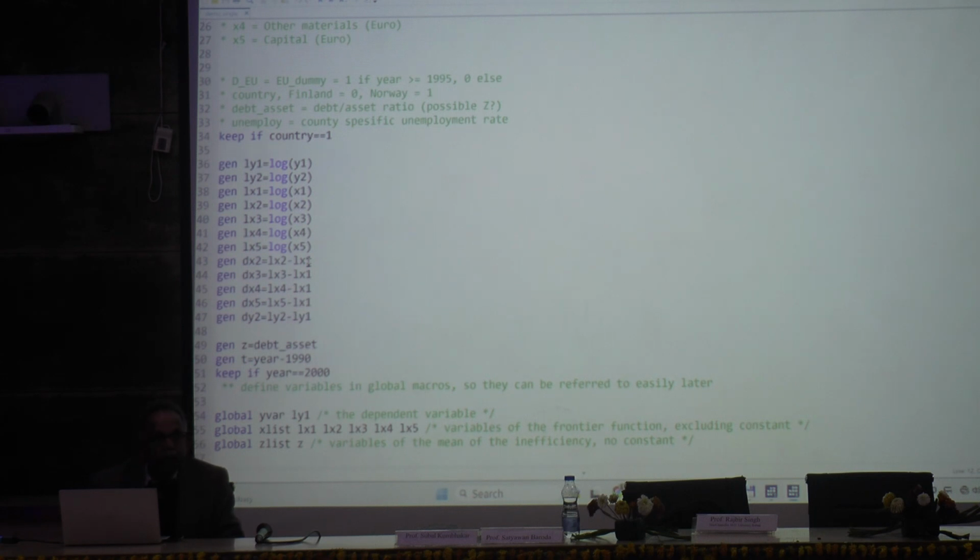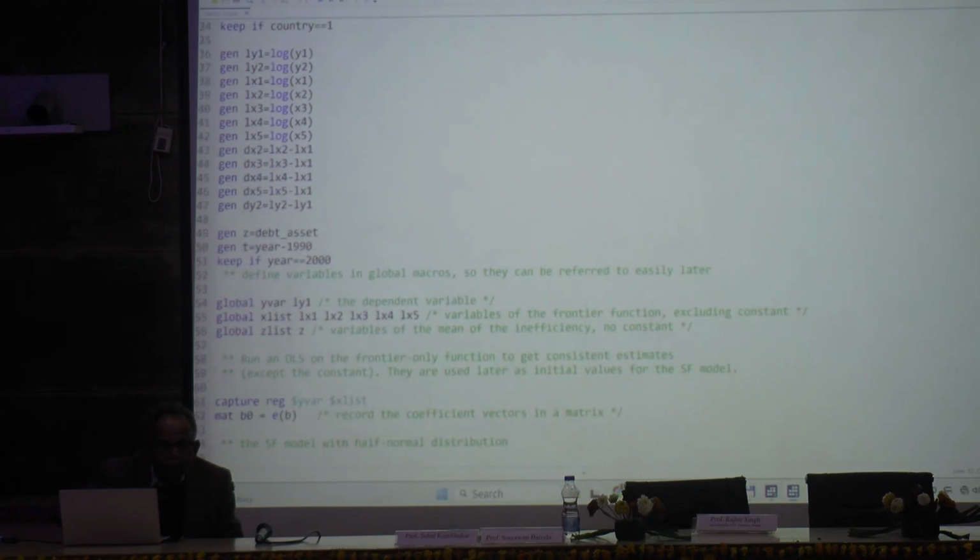So then what is going to be happening? I'll be using an input distance function. And I created a variable for output distance function also, but it depends on what you want to use. And then there are some z variables, and debt to asset ratio. So in line 49, I can see that, right? This is a z variable. That means we are going to be exploring whether the financial situation of the firm, which is given by debt to asset ratio, is playing any role in efficiency.